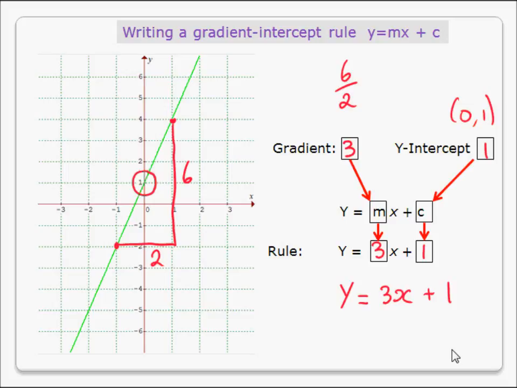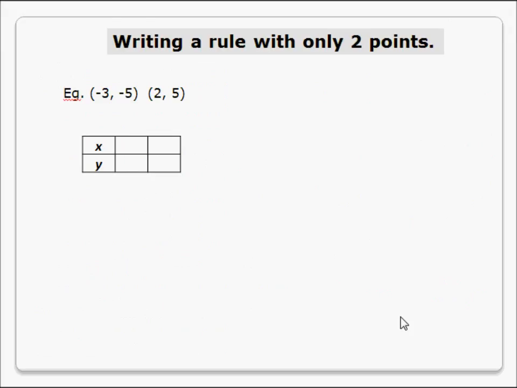We also had to recognise that this graph is going up towards the right hand side, so therefore it's going to be a positive gradient, positive 6 over 2. If it was travelling up towards the left, then it would be a negative gradient. So we take the key values, the gradient 3, the y-intercept 1, place it in the right place of our rule, and we end up with a rule y equals 3x plus 1.